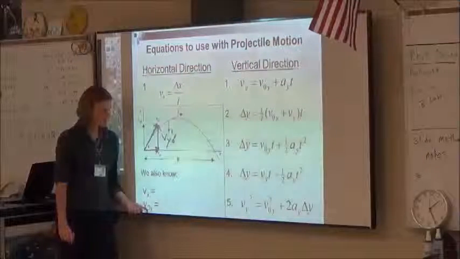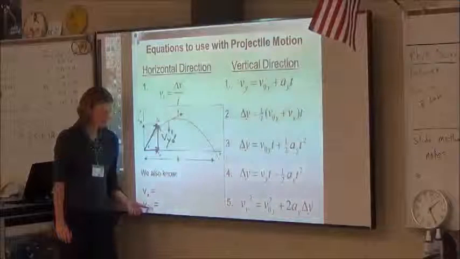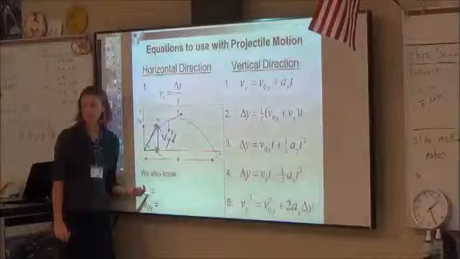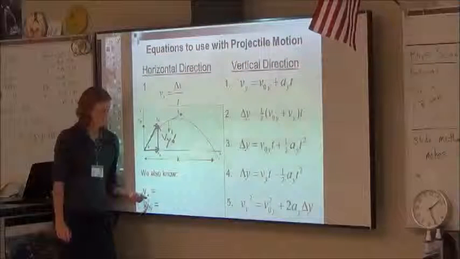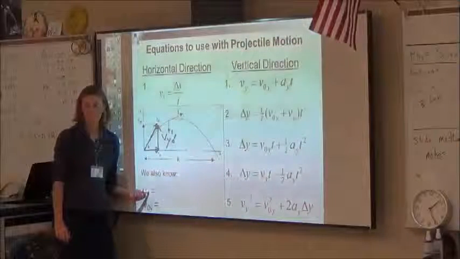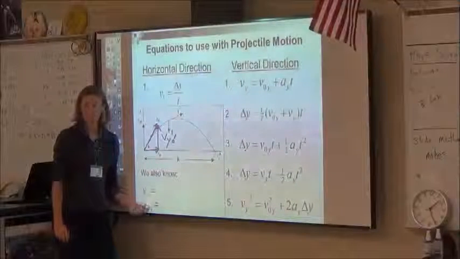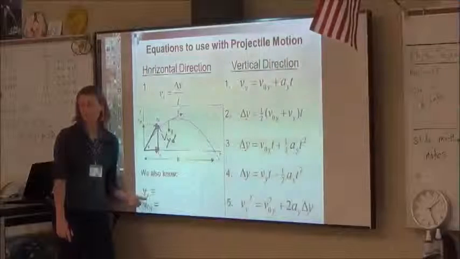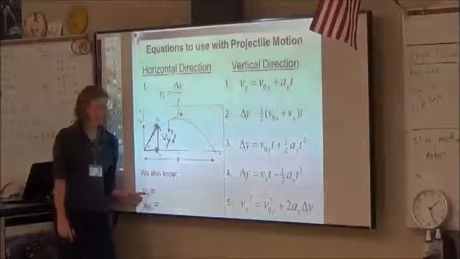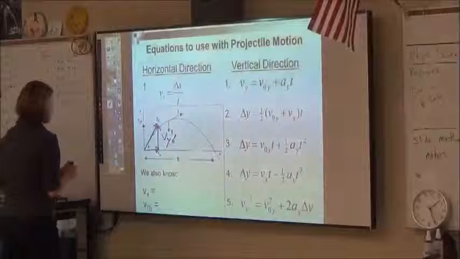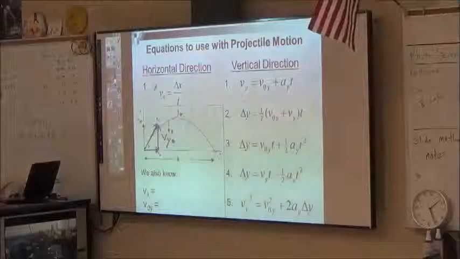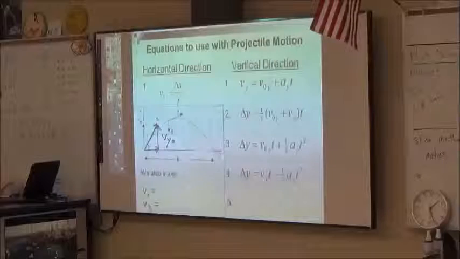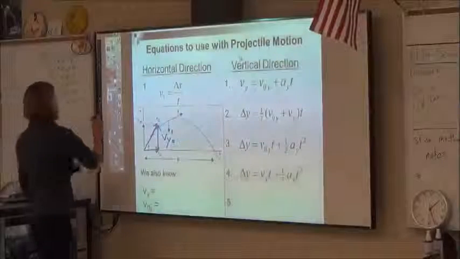But we don't need to put the Vx naught. Why do we label the initial y velocity with a little naught, with a zero, but not for the x? Because x never changes. X naught is x final. It never changes. So the vertical component would change. No? Okay, I guess I have to write that in myself.